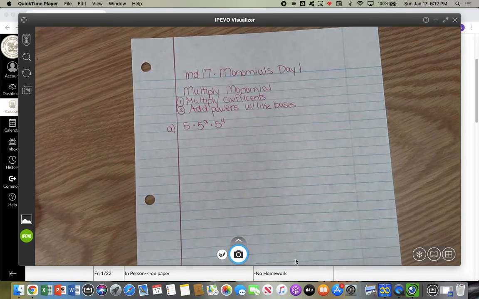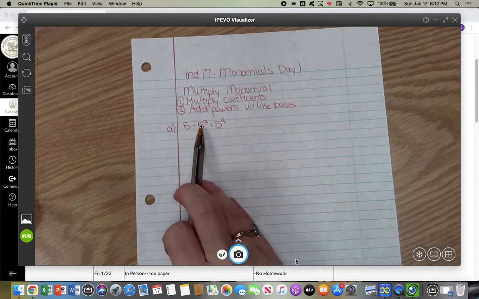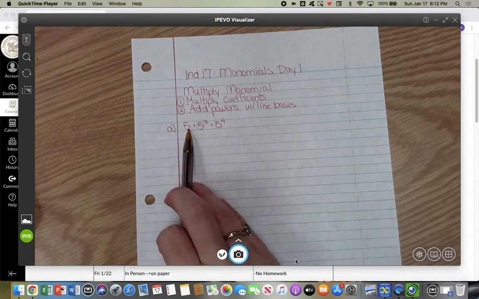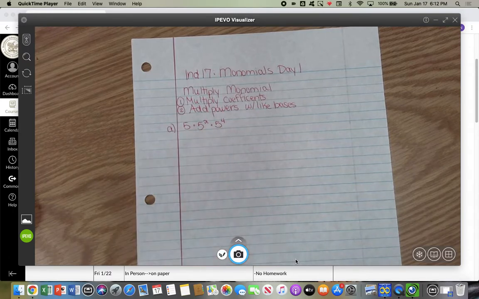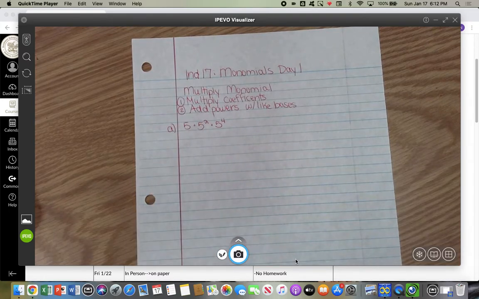So if we are looking at these, these are all terms, these are all monomials. This is a monomial, this is a monomial, and this is a monomial. But they all have like bases. The base here is 5. And then the exponents are, the first term, the exponent's actually a 1. We just never write it. And then 2 and 4. So on this one, 5 is a base. It's actually not a coefficient.